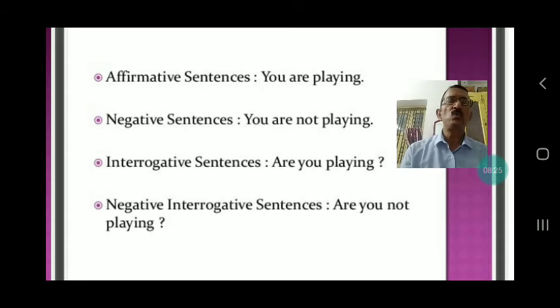We can use WH words like why, where, when, how. These are the words that we can add in interrogative and negative interrogative sentences in the beginning. How are you playing? Where are you playing? When are you playing? That we can proceed.